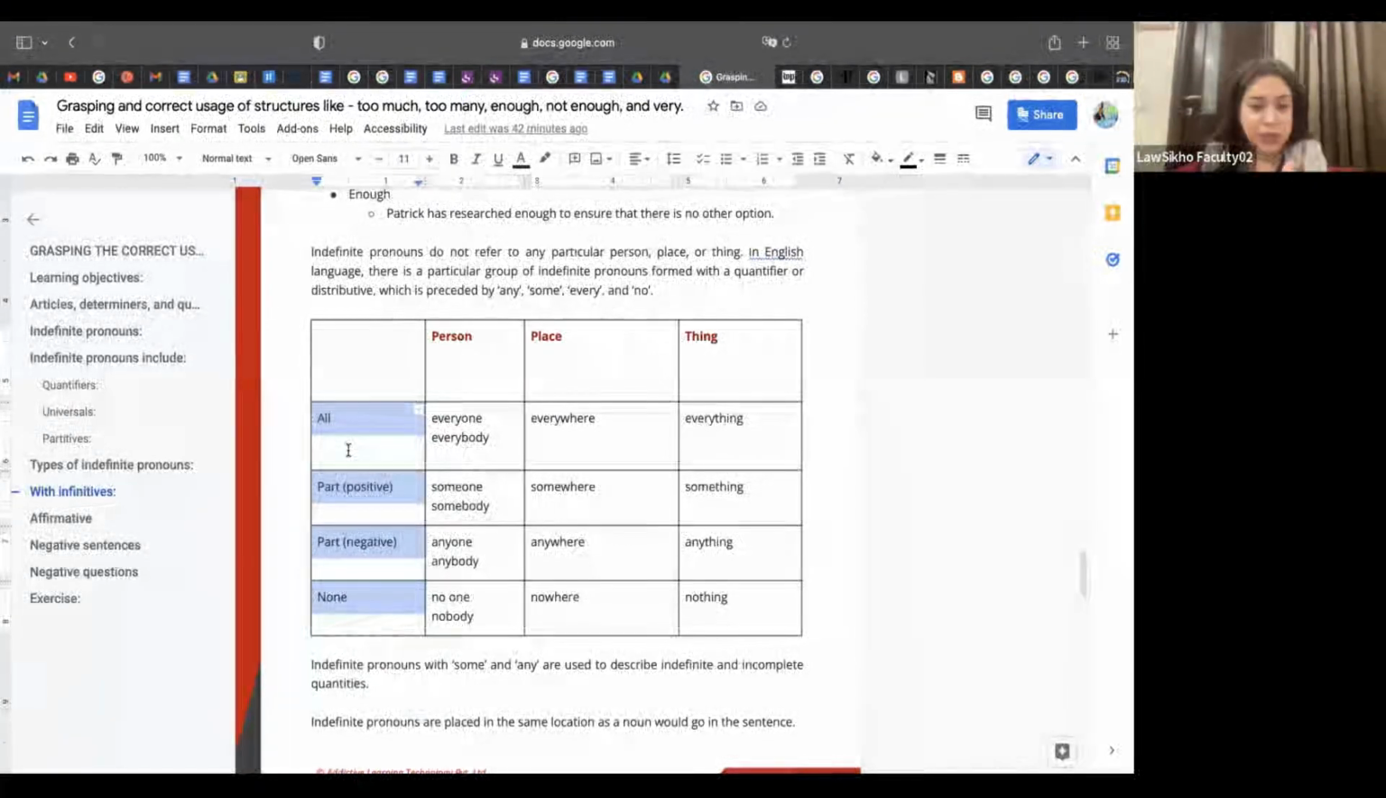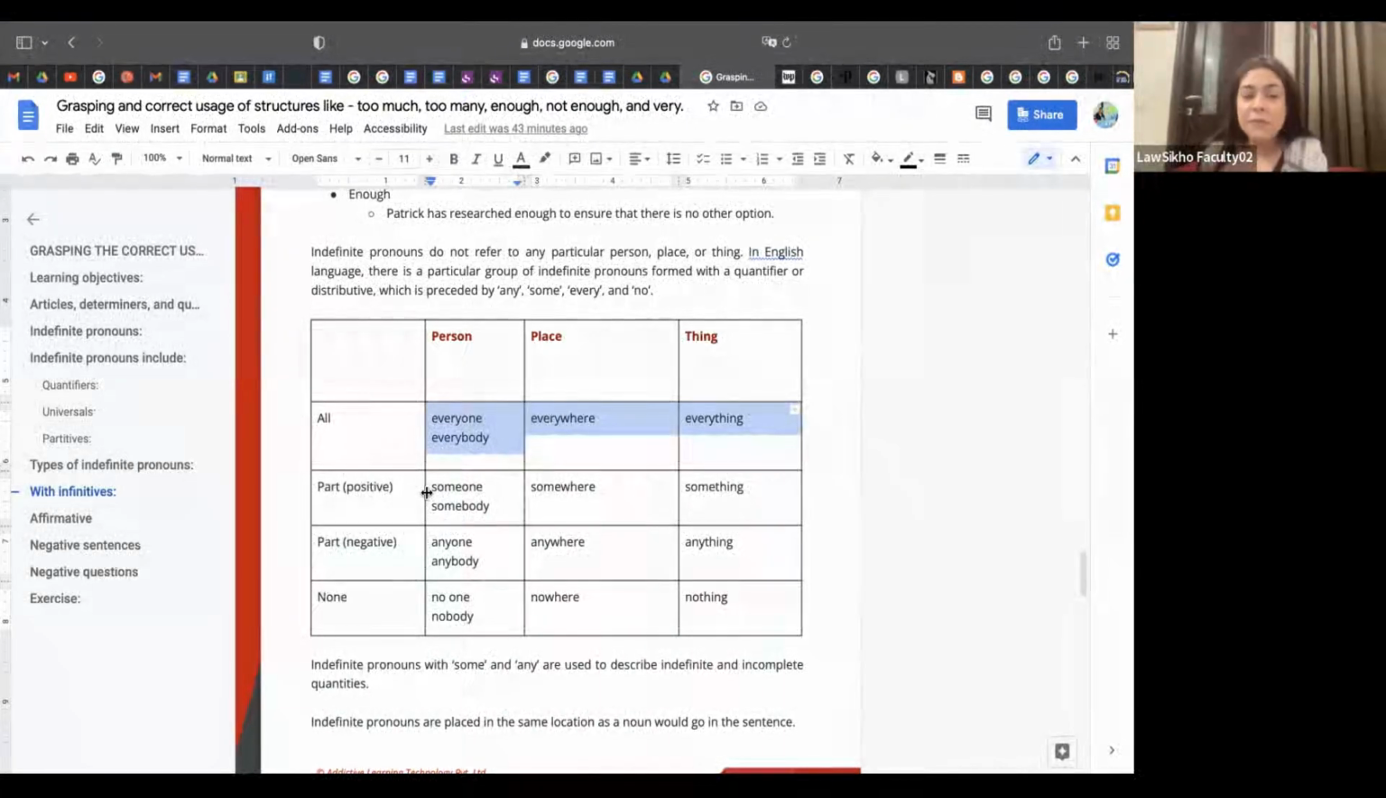The column on the extreme left talks about the ratio or the periphery of inclusion. If the periphery of inclusion is high, that means it includes everyone, then these are the words for a person, for a place, and a thing respectively: everyone, everybody, everywhere, and everything. Now, if we decrease the periphery of inclusion, however, it is positive in nature, not negative.